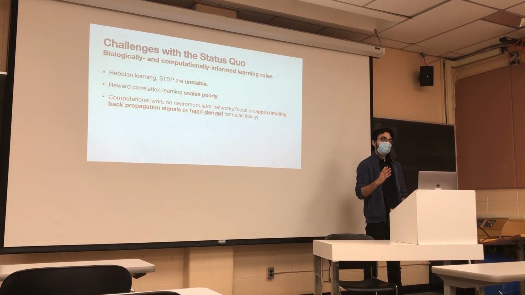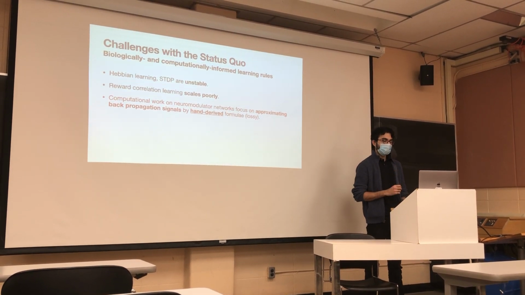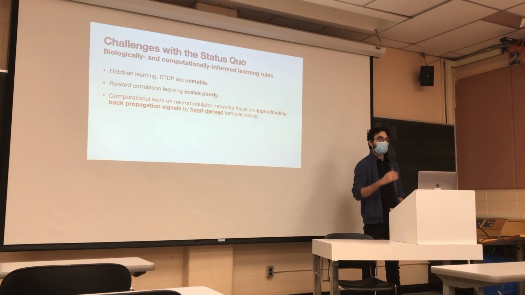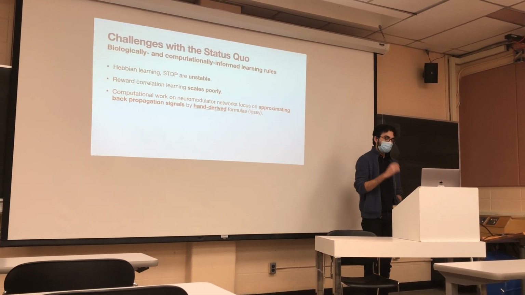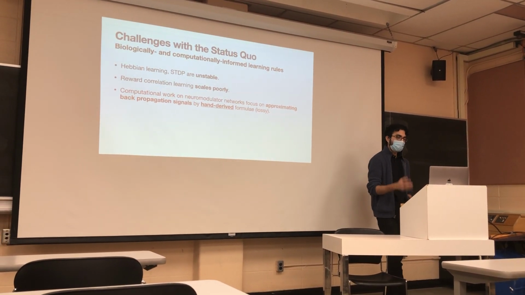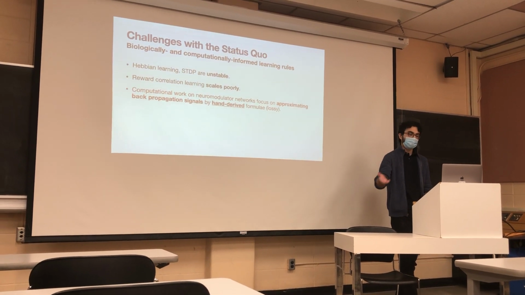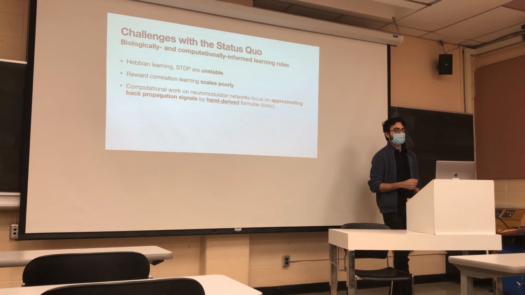As well, reward-correlated learning, where we just modulate the synapse strength and try to look for correlation with the reward, tends to scale poorly to larger and larger networks because it's hard to tell which synapse is responsible for the change in the reward.